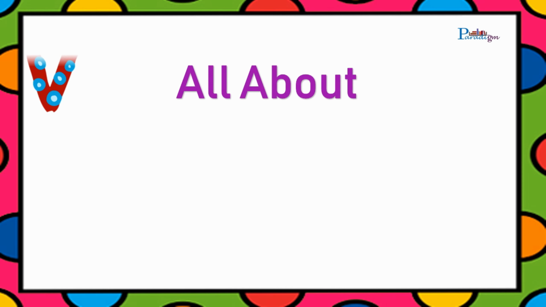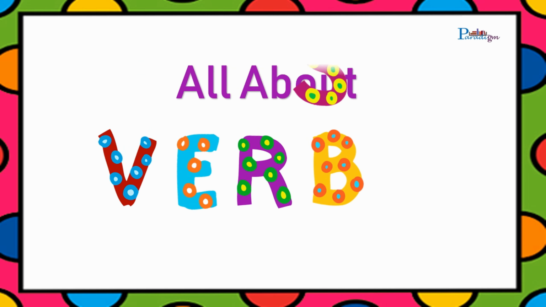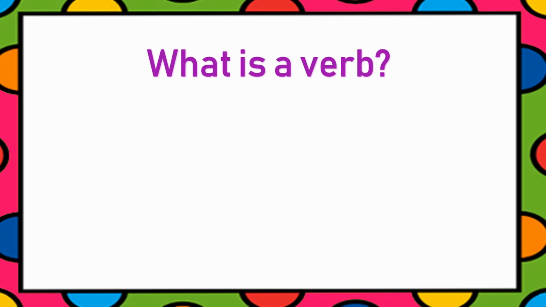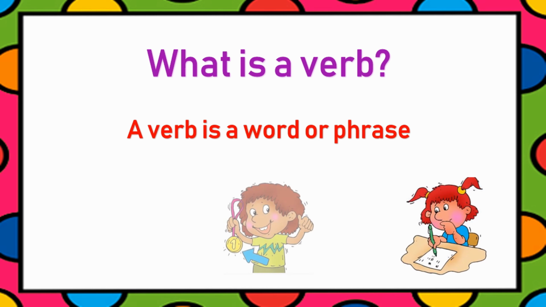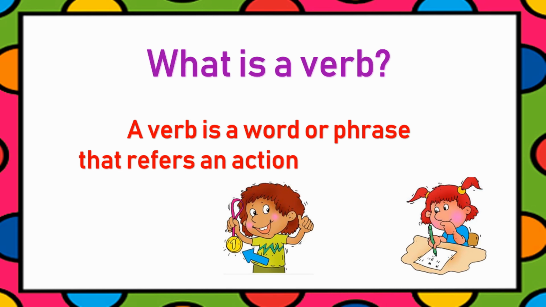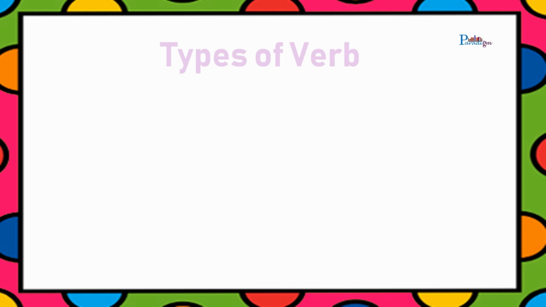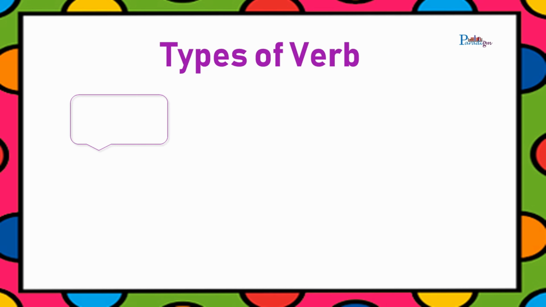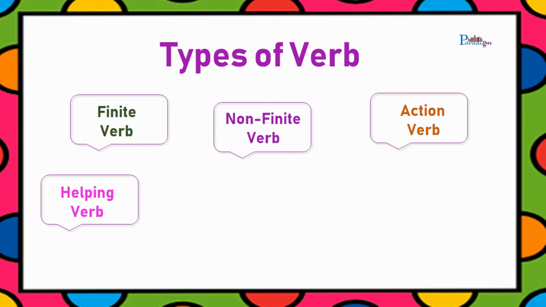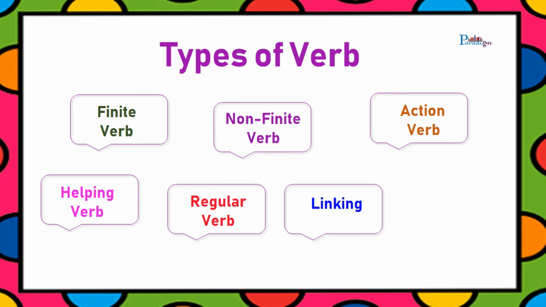Today it is all about the verbs. What is a verb? A verb is a word or phrase that refers to an action, event or state. The types of verb: finite, non-finite, action, helping, regular, linking and irregular.